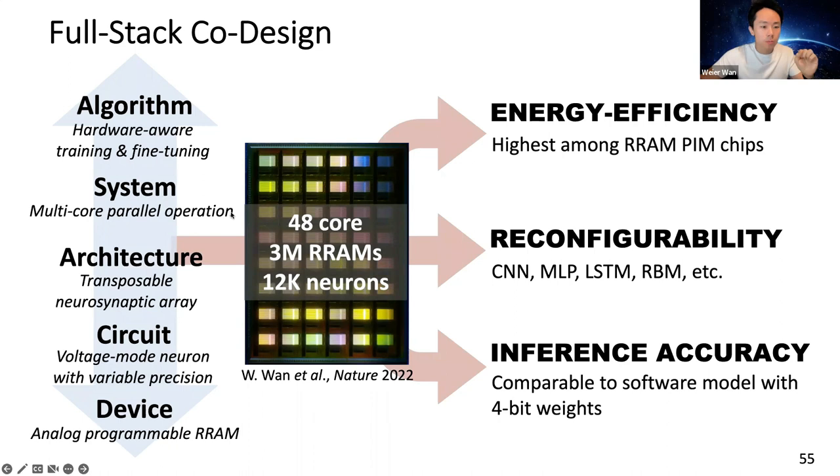More specifically, on the device level, we fabricated multi-level cell RRAM devices with high analog programmability and high yield. On the circuit level, we designed a voltage-mode neuron circuit that can perform MAC operation in the voltage domain. On the architecture level, we designed a new transposable neurosynaptic array architecture that allows the PIM array to change data flow direction and realize matrix transpose with minimal overhead. On a system level, we integrated 48 cores that can perform operations in parallel. And finally, on the algorithm level, we use hardware-aware neural network training and fine-tuning to overcome various circuit and device-level non-idealities. Here, I will not go into the details of each technique, but if you're interested, I would encourage you to check out our paper or talk with me offline.